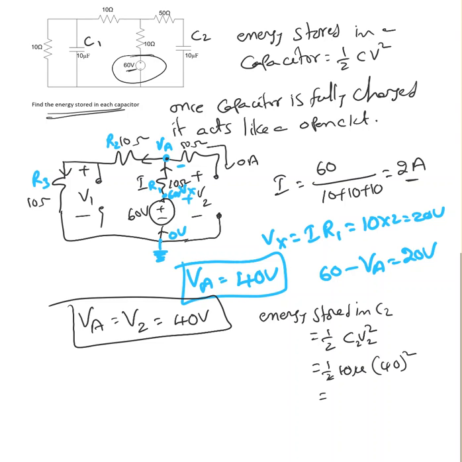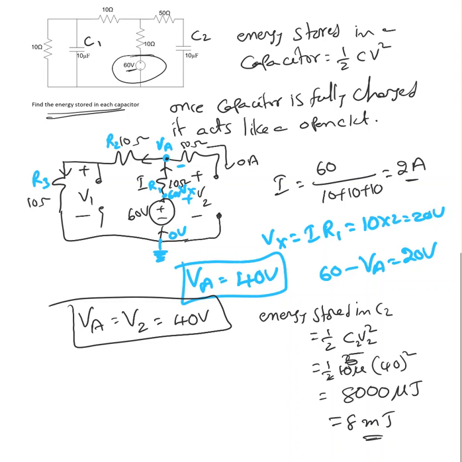So half of 10 is 5, 1600 times 5. Let me use the calculator. That's 8,000 microjoule, or I can say 8 millijoules.